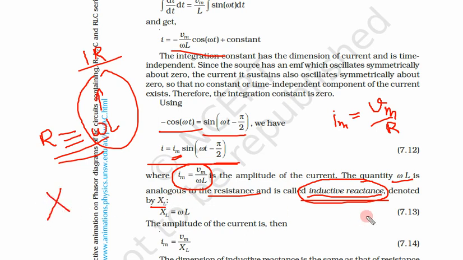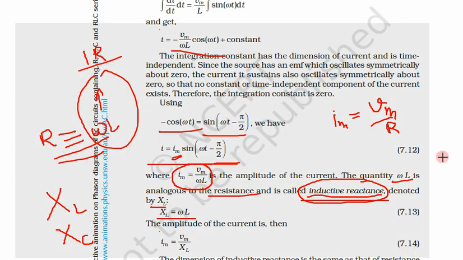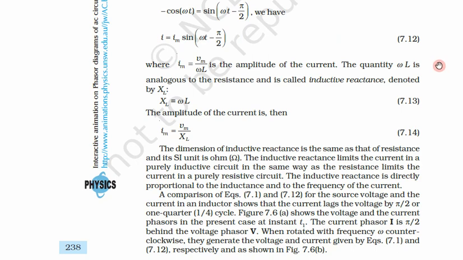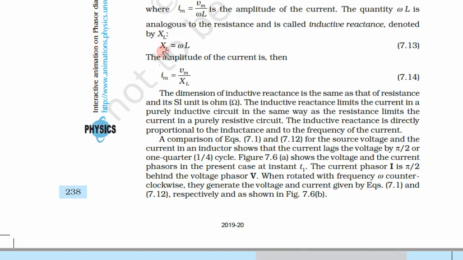L is because of inductance. X is the general term for reactance. When we put L, this is inductive reactance. When we put C here, this is capacitive reactance. So inductive reactance is simply XL is equal to omega L. The amplitude of current is then, simply putting omega L is equal to XL, Im is equal to Vm upon XL.